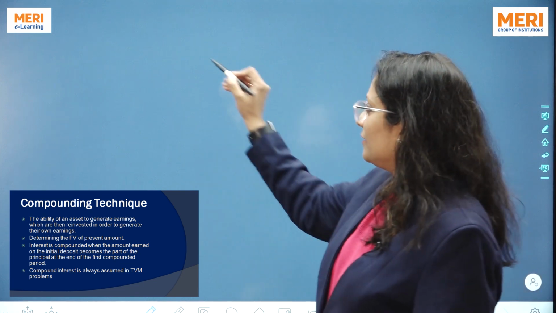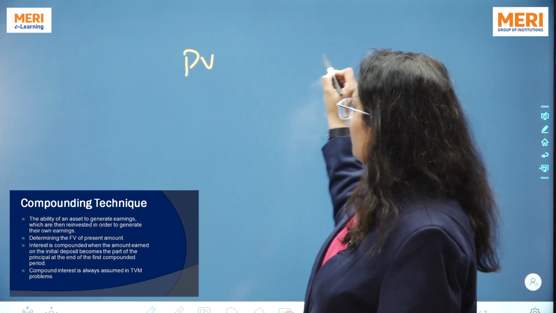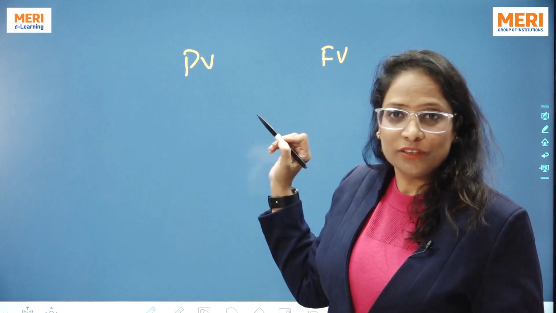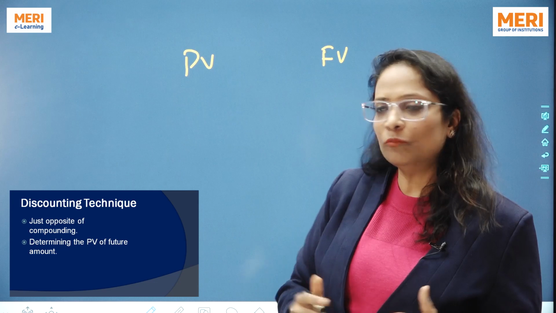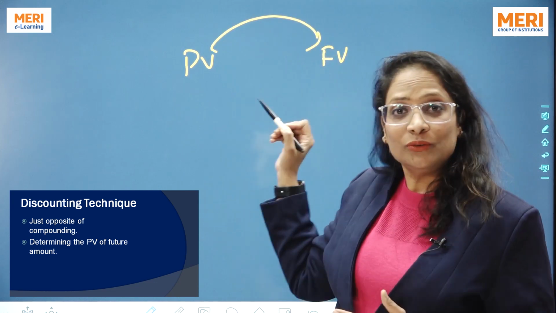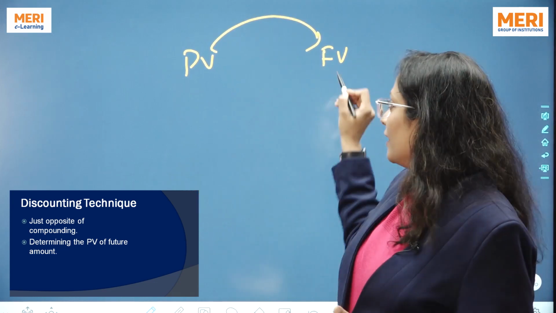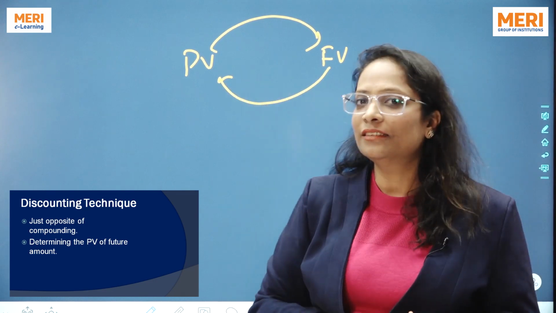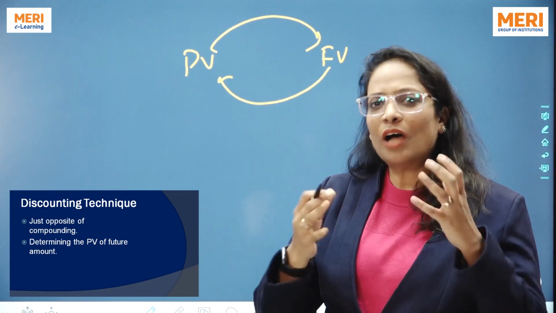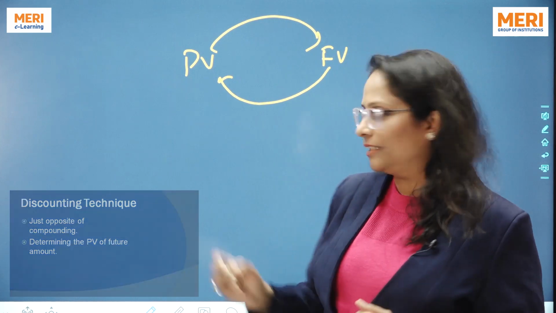Alright, so let me show you the relation between present value and future value. These are the two main elements of time value of money. If we move from present value to future value, then it is compounding, and if we do the reverse, then it is discounting. Let me show you how the formula is derived, which you usually see.